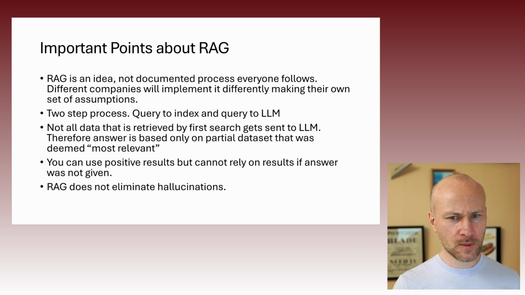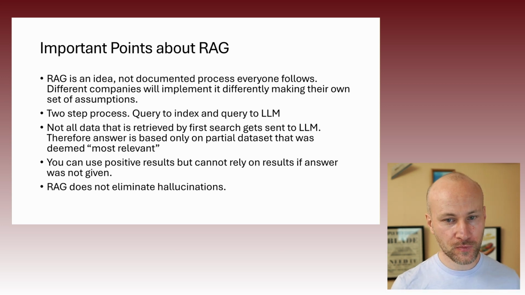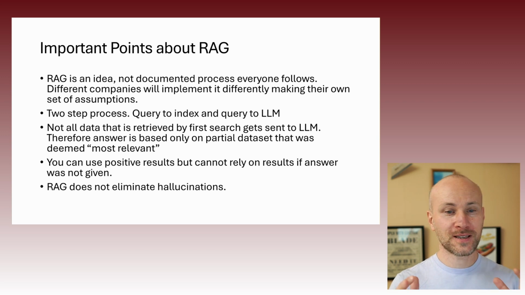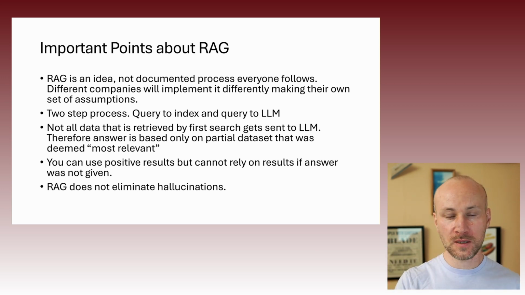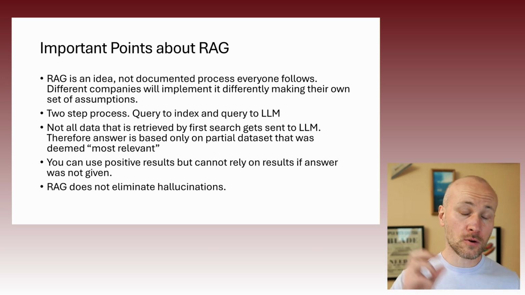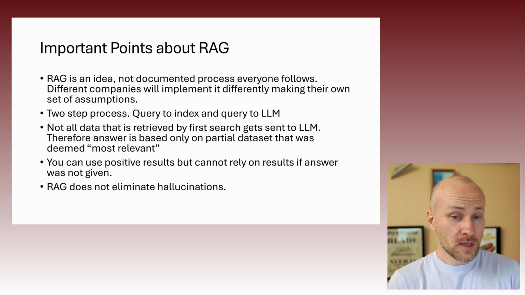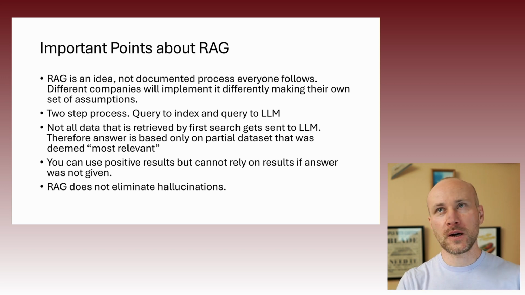Next, RAG is a 2-step process: we query a question against an index of chunks, and then send a query to the LLM. Not all data retrieved by the first search gets sent to the LLM. Therefore, the answer is only based on the partial data set that was deemed most relevant. Not all data goes to the LLM. Very important. And because of that, you can use positive results, but you cannot rely on negative results.